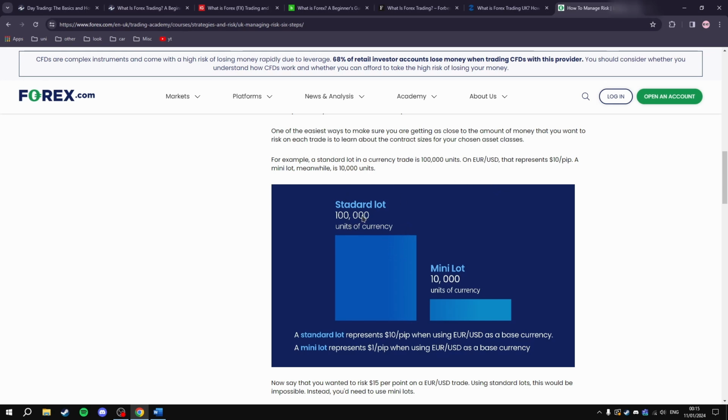Standard lot, 100,000 units of currency. Mini lot, 10,000 units of currency. Standard lot represents $10 a pip. A mini lot represents $1 a pip.